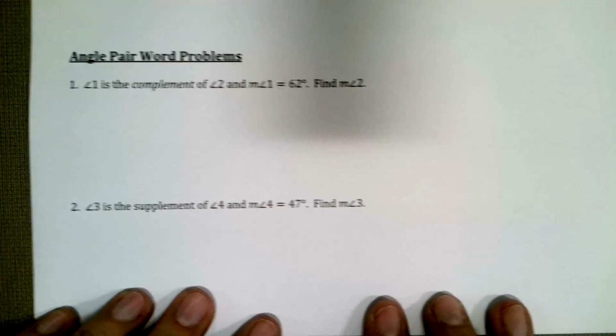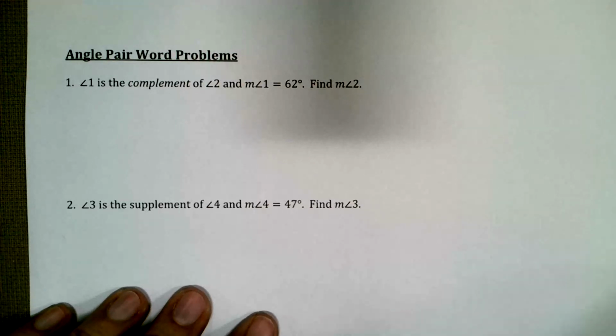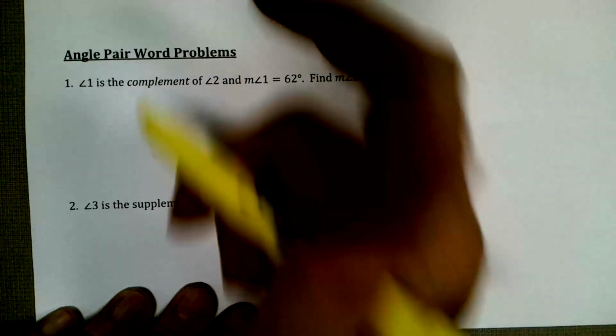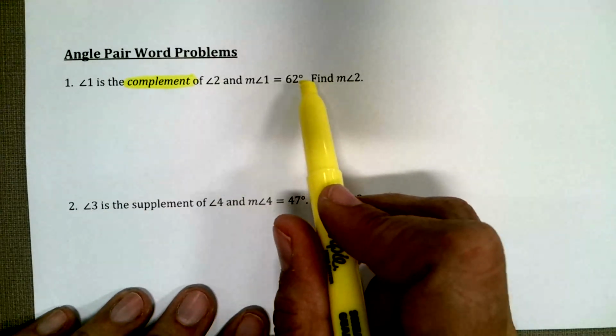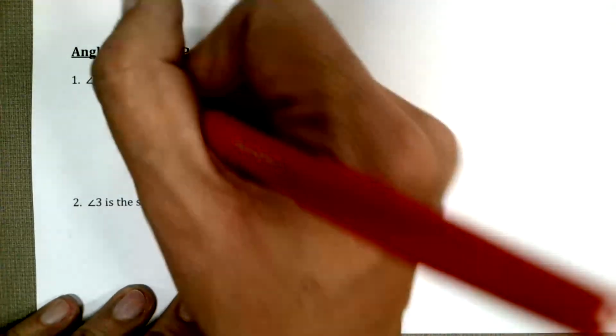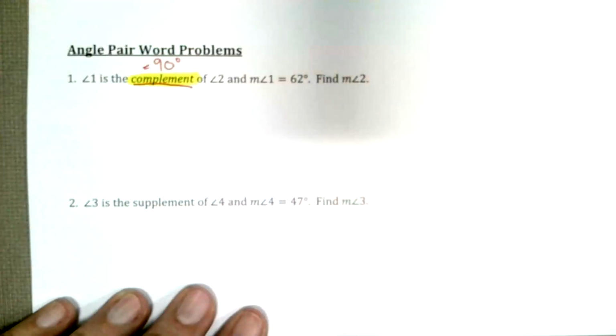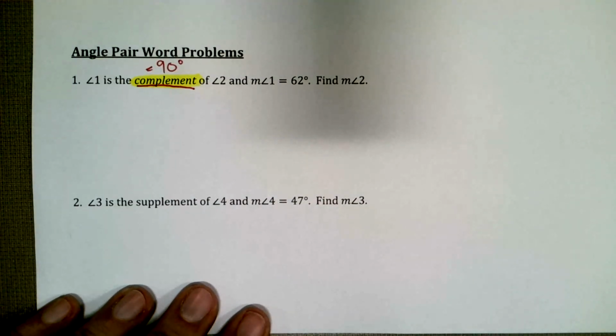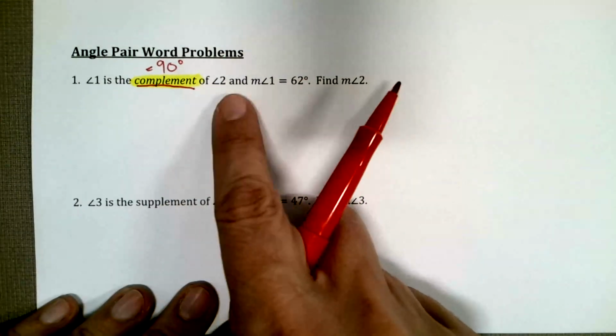Okay, we have some word problems now. Angle 1 is the complement of angle 2. So I'm going to highlight that. And the measure of angle 1 equals 62 degrees. Find the measure of angle 2. So complement means that these are complementary and have to add up to 90 degrees.